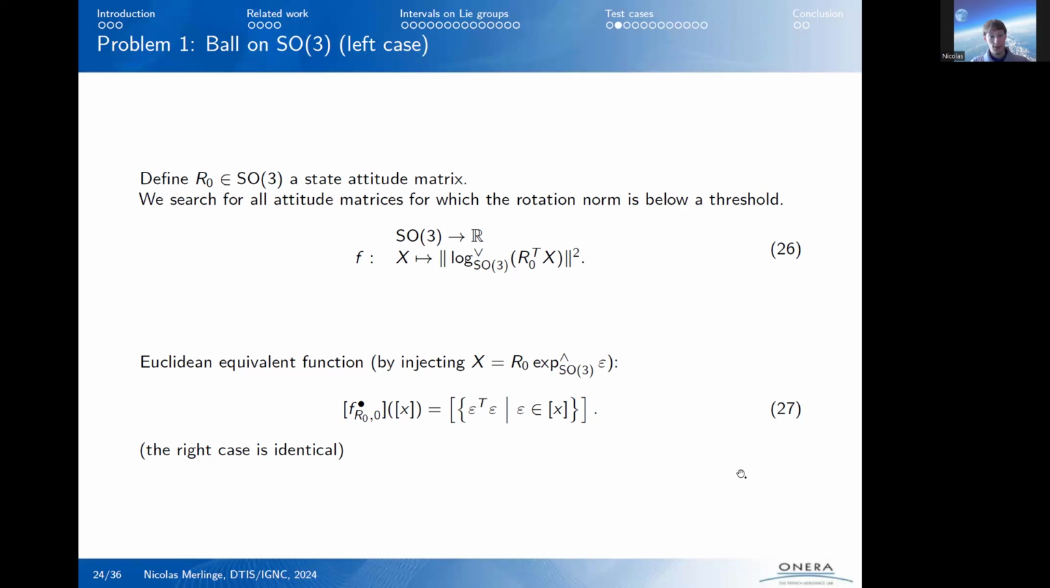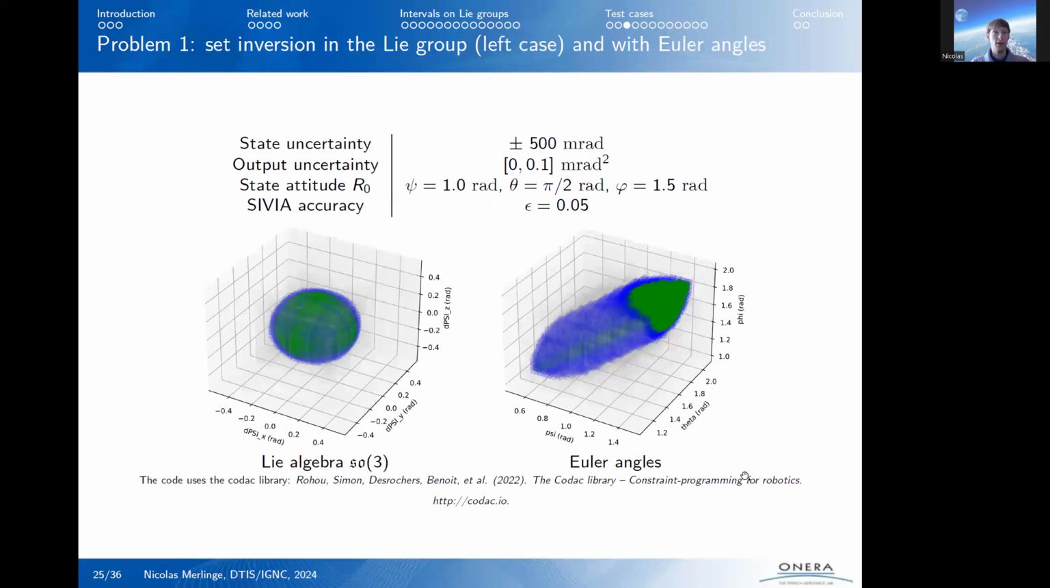Now, if I inject this parameterization in the SIVIA algorithm using the Codac library, I get the left plot here. So these are the degrees of freedom in the Lie algebra, so in the Euclidean space, basically. And I have here the 3 subpavings. And I got, as a solution set, a ball, whatever be the position of the reference attitude in the group. I always have a ball because of the problem formulation. And it's interesting to note that we are invariant with respect to the position in the group.